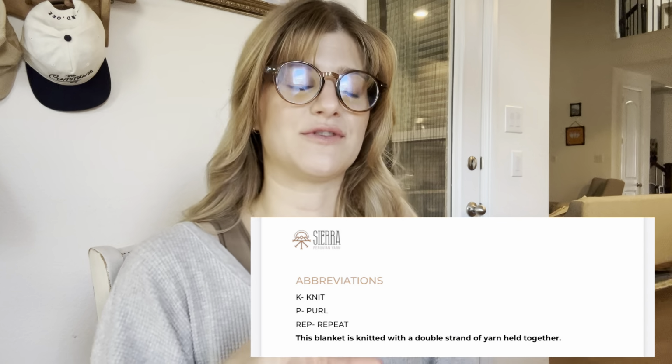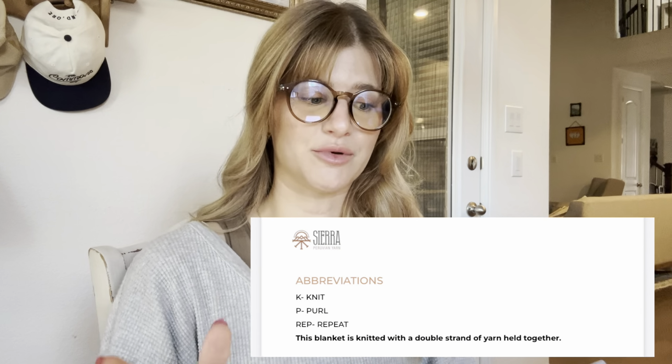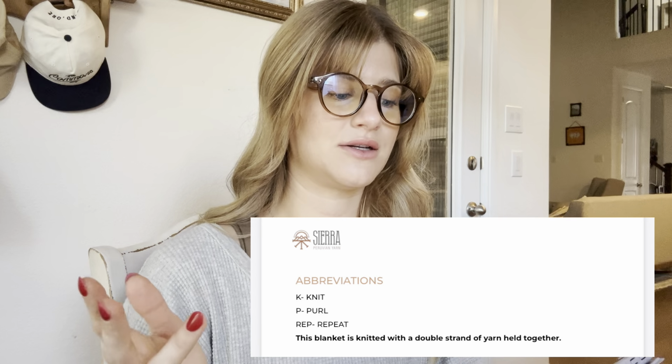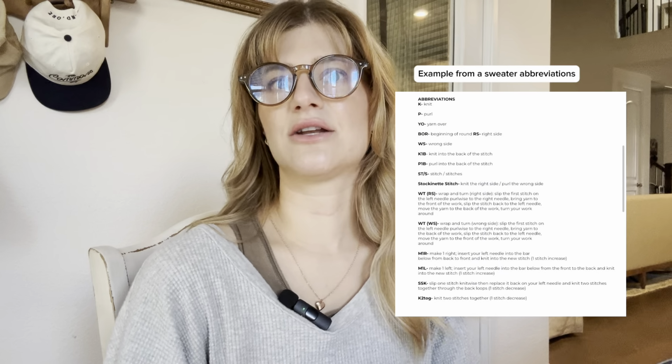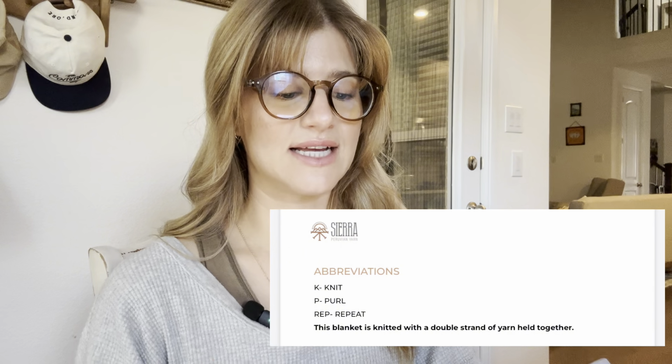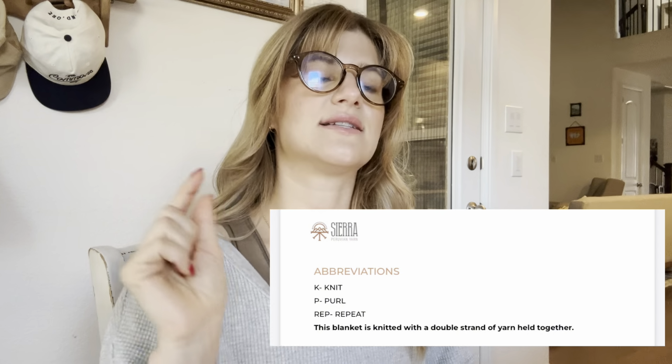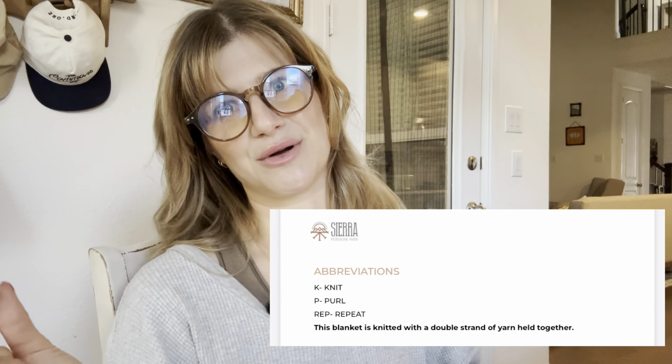On the next page, you'll see the abbreviations. For this pattern, it's very beginner friendly, so you only have a few abbreviations, which is K for knit, P for purl, and rep for repeat. If you're doing a more complicated kit or like a sweater, for example, you'll probably see more abbreviations. And it also says this blanket is knitted with a double strand, which means you hold both of the yarns together. So instead of just doing one ball of yarn, you're going to do two balls of yarn.